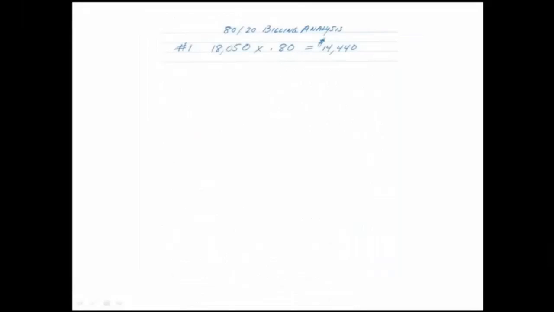So I'm going to do this fairly quickly, but I've got an account list, and the first thing I do is I insert my billing, which was $18,050, and I multiply it by 0.80 and find out that 80% of my billing is $14,440. This could be your billing. This could be anybody's billing. Pretend it's yours for now, but then do this analysis for yourself.